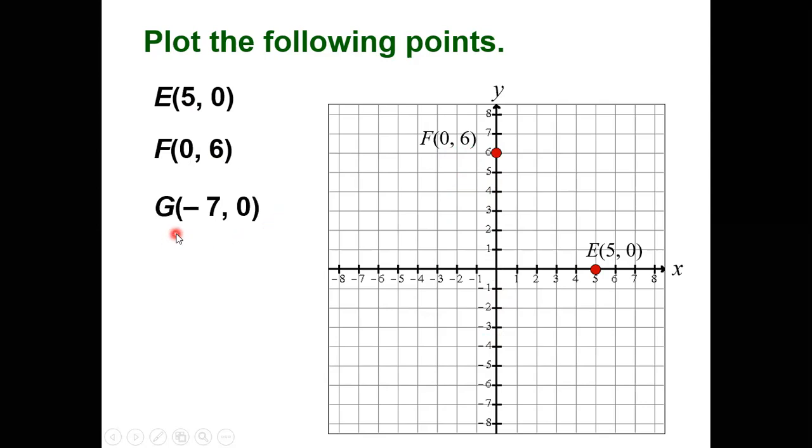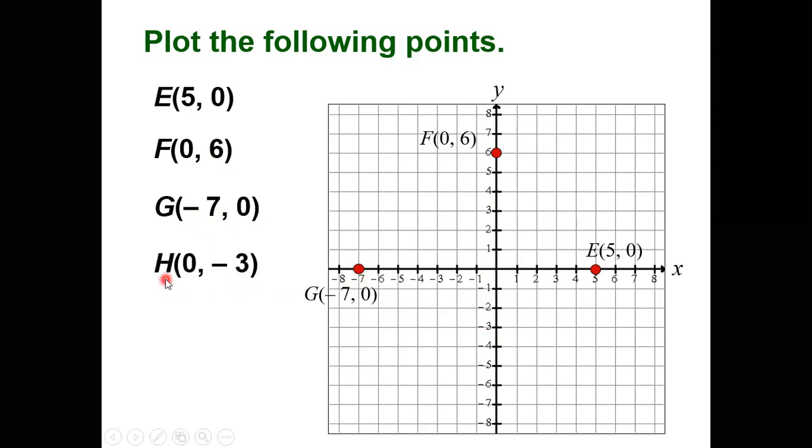The next point is -7, 0. If the x coordinate is negative, we want to move to the left. How many places? 7 places to the left. So first move 7 places to the left. After that, how many places up? 0 places up. And this is the point -7, 0.